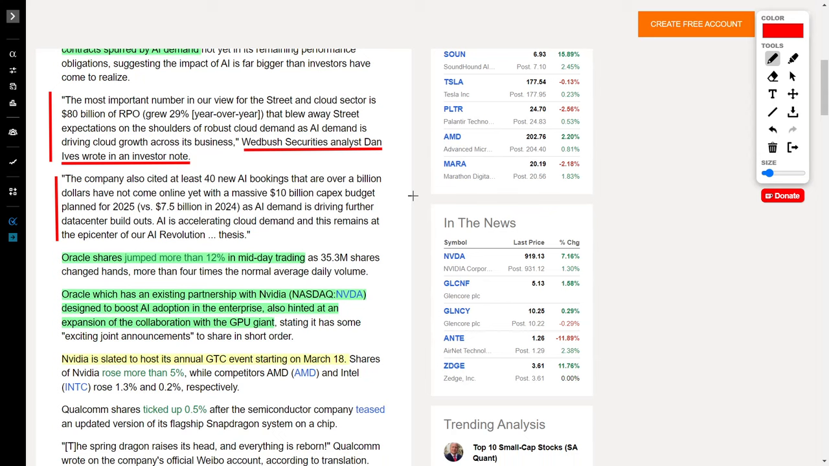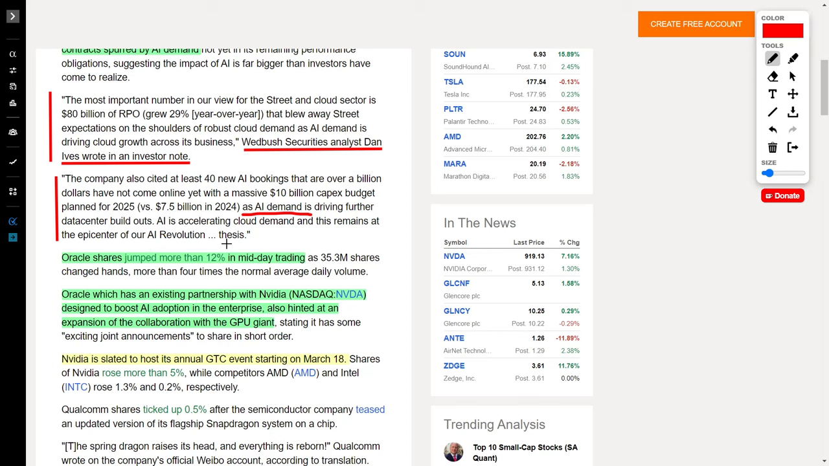This optimism was so great that Daniel Ives, a very well-respected Wedbush securities analyst, had this to say about the development, and I quote, "The most important number in our view for the street and cloud sector is $80 billion of RPO. That blew away Wall Street expectations on the shoulders of robust cloud demand as AI demand is driving cloud growth across its business." He goes on to say, the company also cited at least 40 new AI bookings that are over $1 billion. He also goes on to mention, "As AI demand is driving further data center buildouts, AI is accelerating cloud demand, and this remains at the epicenter of our AI revolution thesis," end quote.